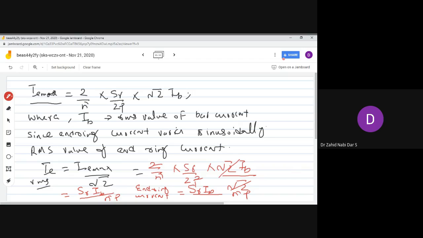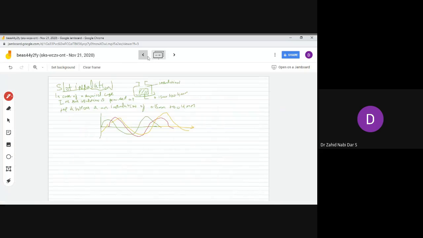So this is the expression for the entering current which we got. Only 4 minutes are there, so I can't do a problem, it is not possible. So we'll revise a bit.